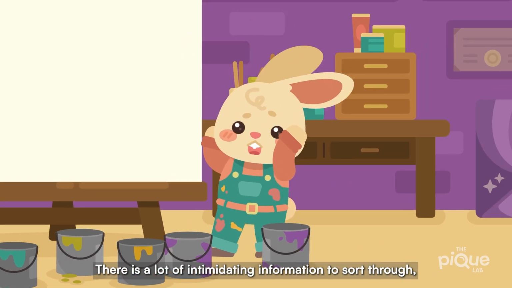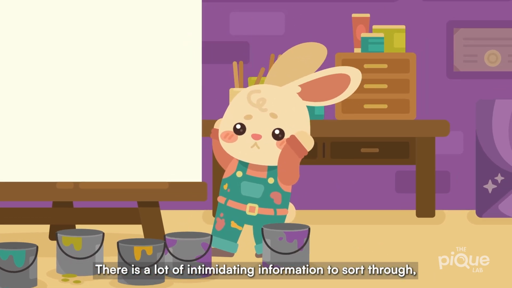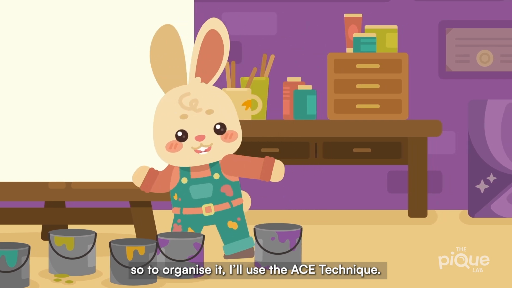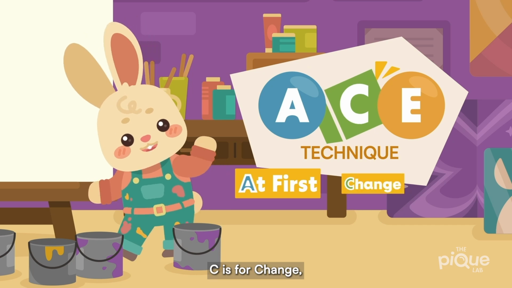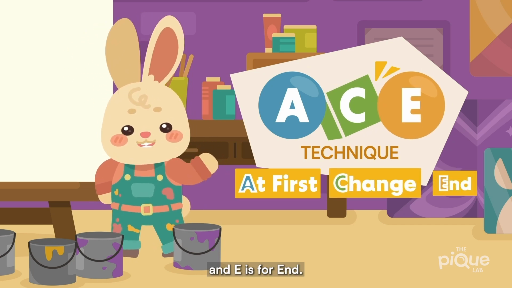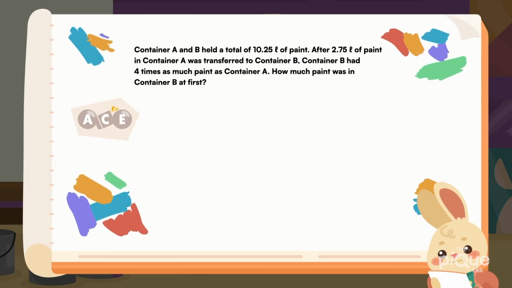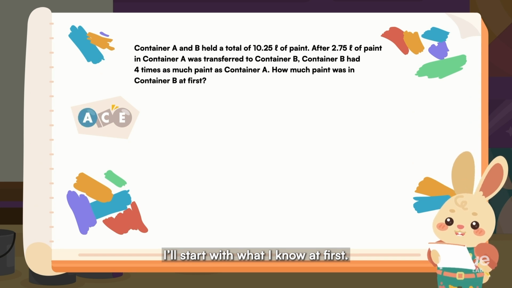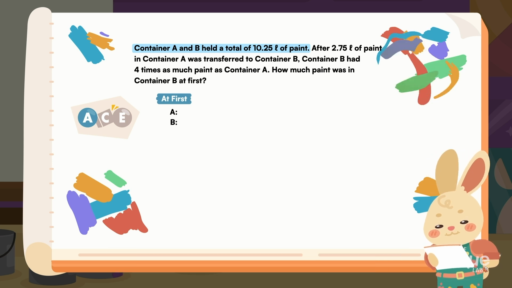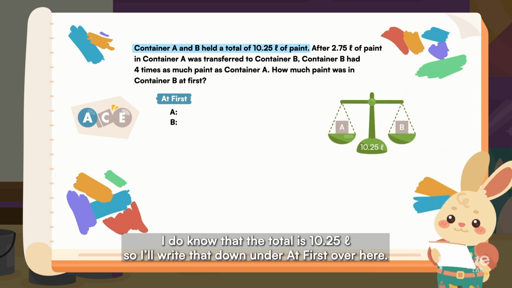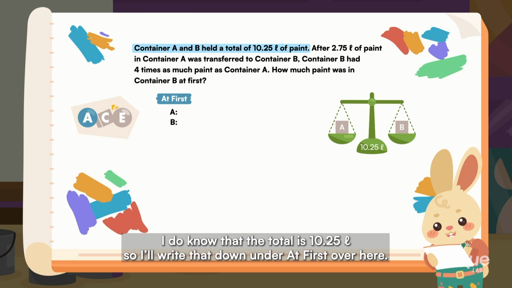There is a lot of intimidating information to sort through, so to organize it, I'll use the ACE technique. A is for at first, C is for change, and E is for end. I'll start with what I know at first. I don't know how much paint was in each container at first, so I'll leave both A and B blank. I do know that the total is 10.25 liters, so I'll write that down under A over here.